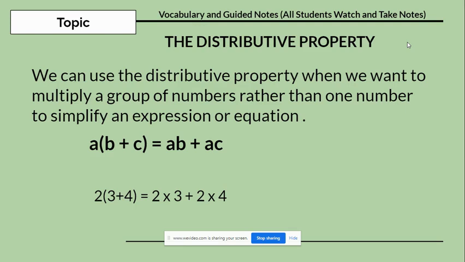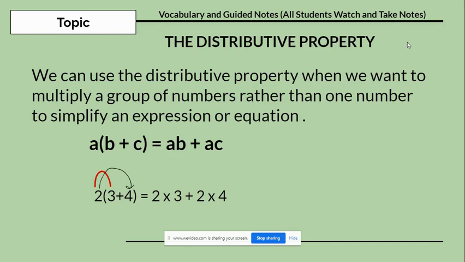So with numbers, you can see on the left how 3 plus 4 is 7, 7 times 2 is 14. But we could think about that like 2 times 3, and that's 6, plus 2 times 4, which is 8, and 6 plus 8 is also 14. So the distributive property, there's the example of it.